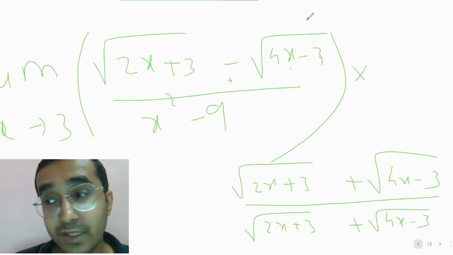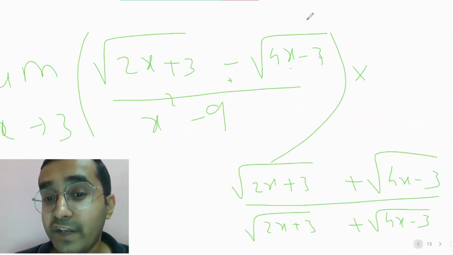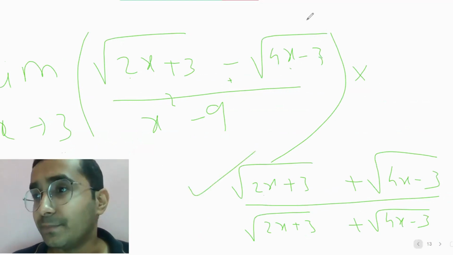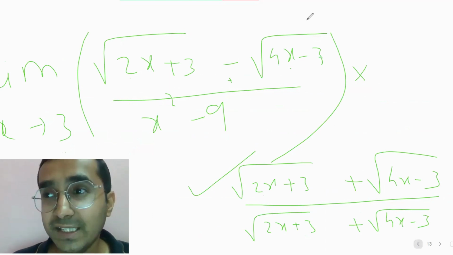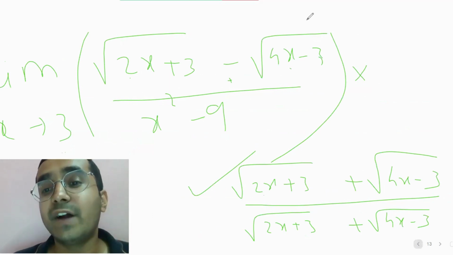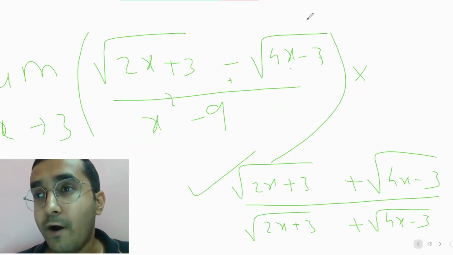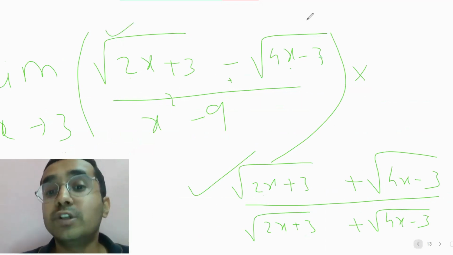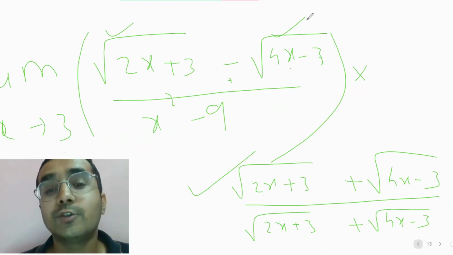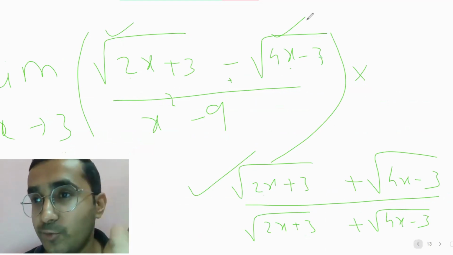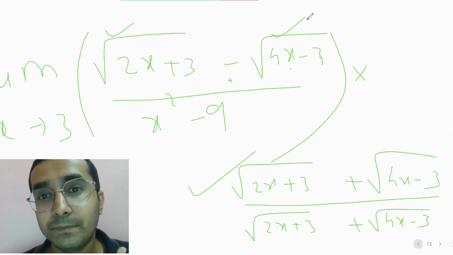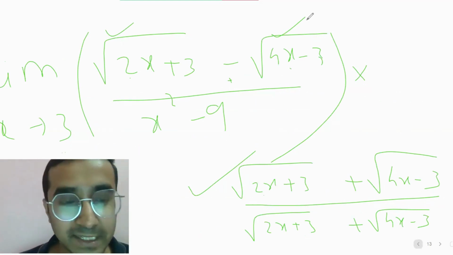Looking at the question, it seems difficult. But if we use the technique of rationalization, you can get this answer quickly. Rationalization means multiplying and dividing by the conjugate of either the numerator or denominator. That depends upon where the root signs are. So whenever there is a root sign either in the numerator or denominator, we go for rationalization. Hope this problem is clear.